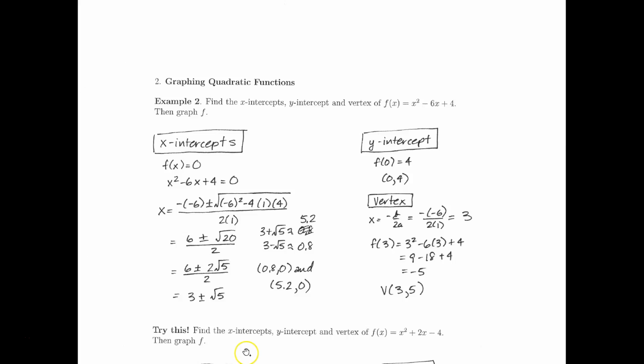So now what you want to do is do the try this problem. Pause the video, find the x-intercepts, the y-intercept, and the vertex, and then sketch a graph of f, and either use Desmos or your graphing calculator to check your work.